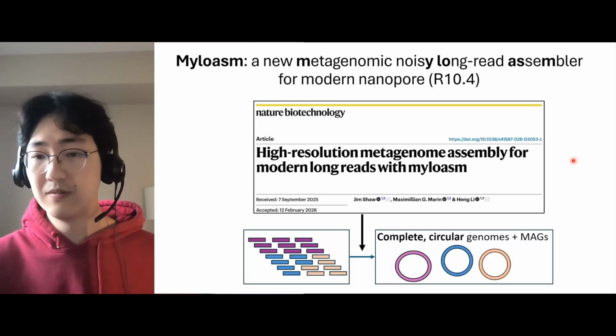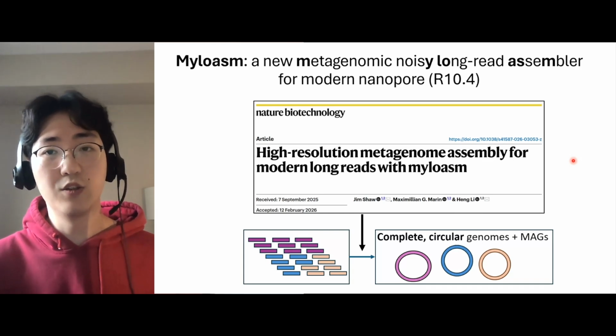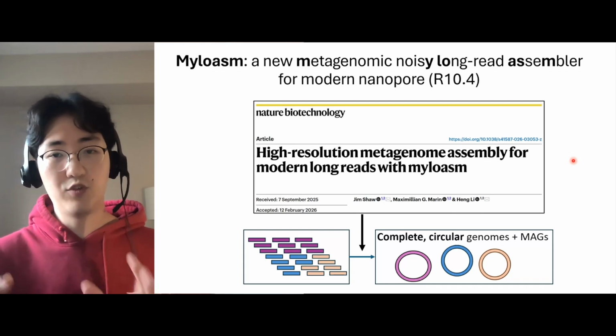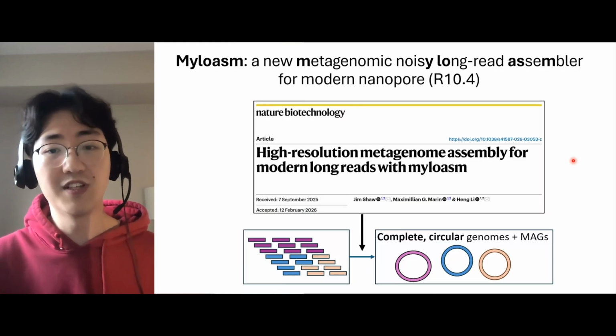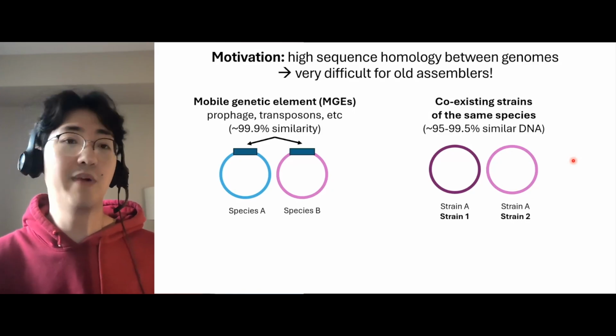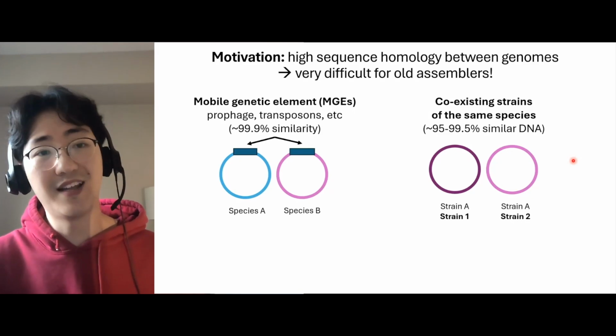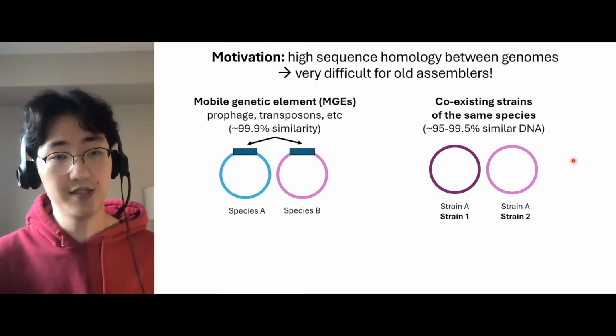Great. So the first thing I'll talk about today is Myloasm. This is our new metagenomic noisy long read assembler. And if you recall, assembly is the process of turning these shotgun reads into hopefully circular complete genomes and/or these MAGs. And the motivation of Myloasm is that there's a lot of sequence homology between genomes in a microbiome. You can imagine on the mobile genetic element side that there can be prophages, transposons, all sorts of things shared between distinct species that can be very, very similar due to horizontal gene transfer.